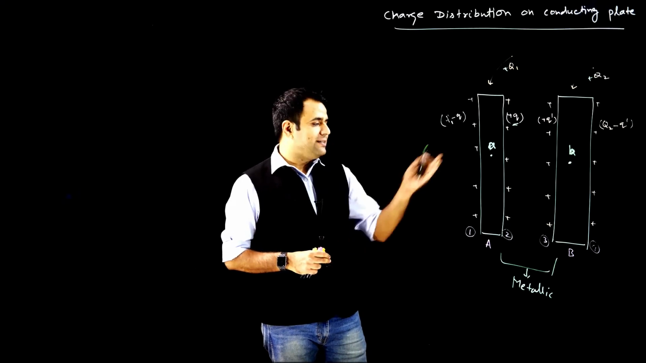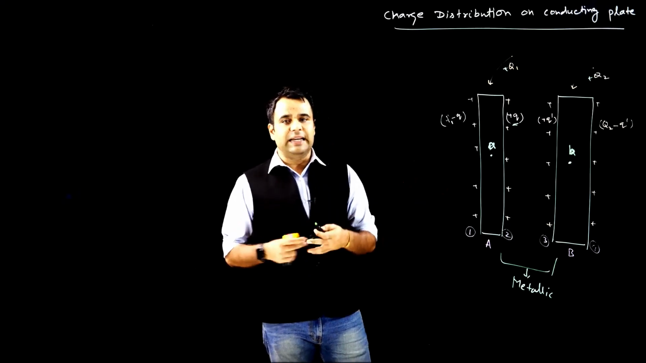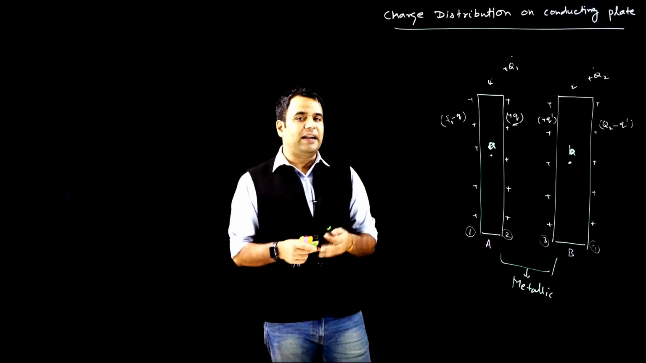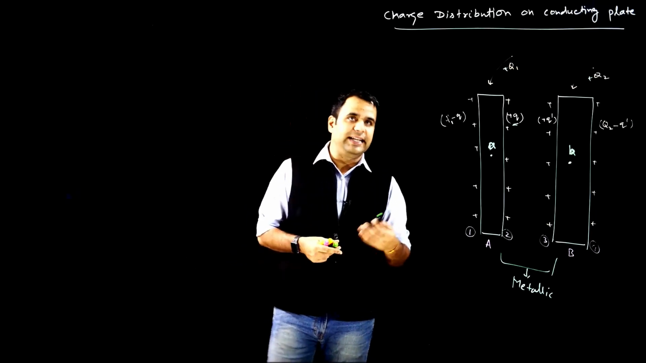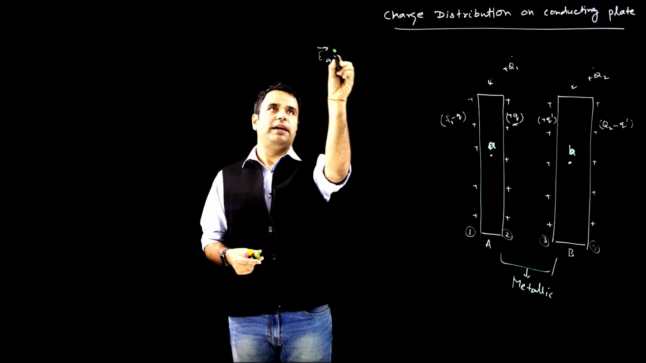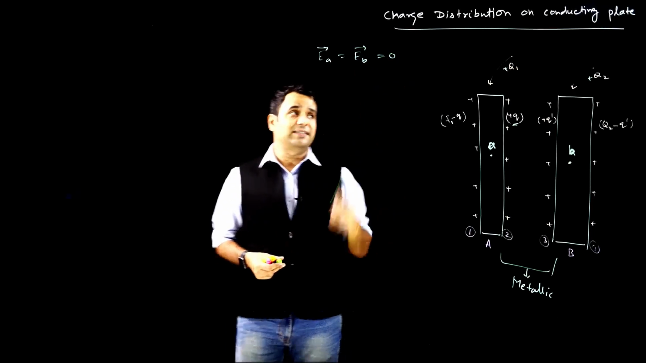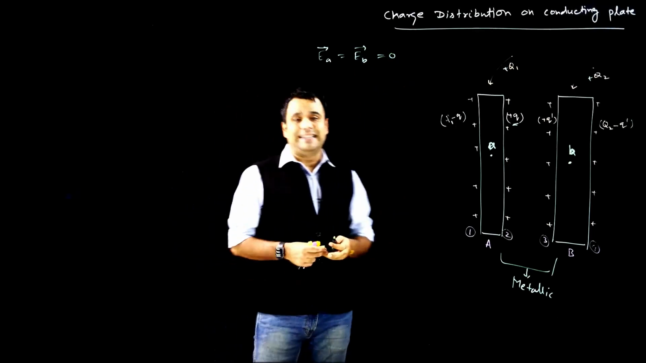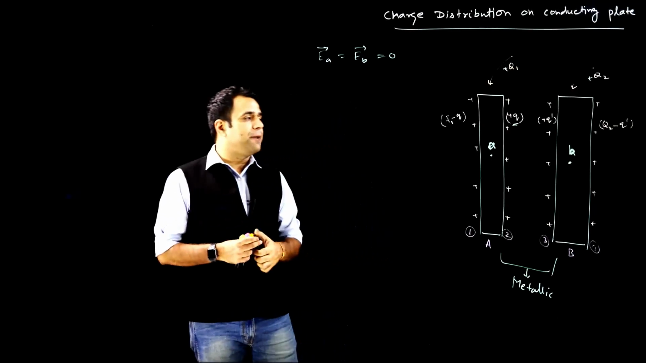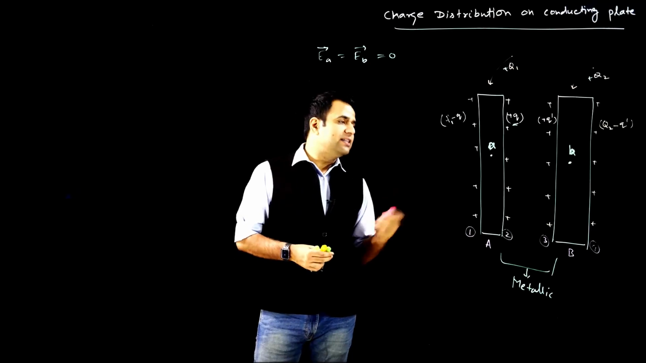Since these 2 plates are metallic, we know that inside each and every point of a metallic plate, the electric field is always 0 at steady state. So the electric field at point small a and the electric field at point small b will be 0. That's the definition of a conductor. Based upon that, we'll make the relationship for the charge distribution.